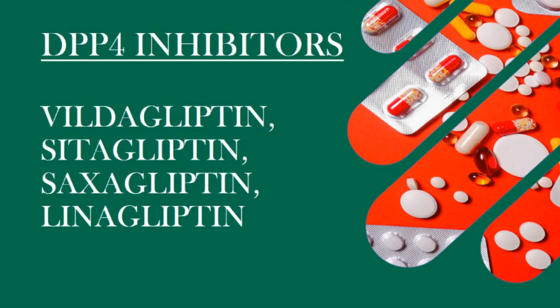DPP-4 inhibitors work by inhibiting the enzymes that inactivate GLP-1. They lower HbA1c by 0.5 to 0.8%. They are excreted unchanged by the kidneys, thus dosing adjustment is recommended for renal impairment, except for linagliptin.